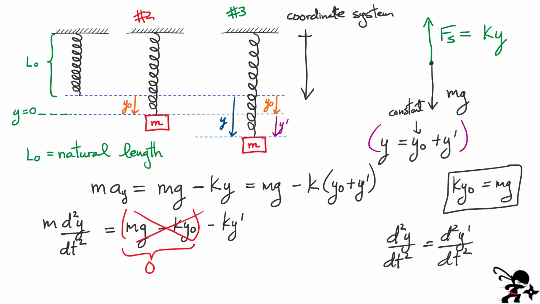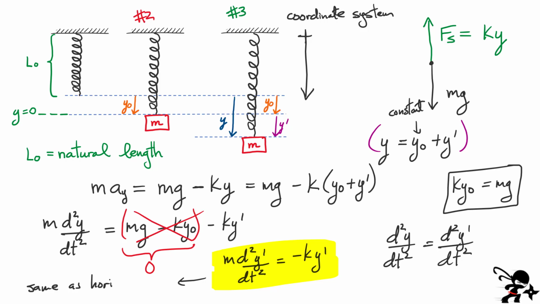So now at the end, what you can do is you can write one equation. So we're going to write our final equation then. It says m d2y prime dt squared is equal to minus k y prime. This is our equation of motion. And guess what? This looks like the exact same type of equation that you had for the horizontal spring and mass. So I'm just going to write that down. Same as horizontal.